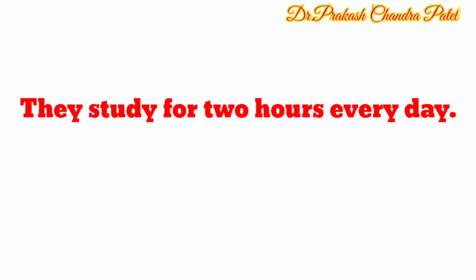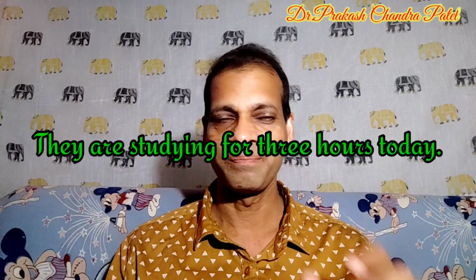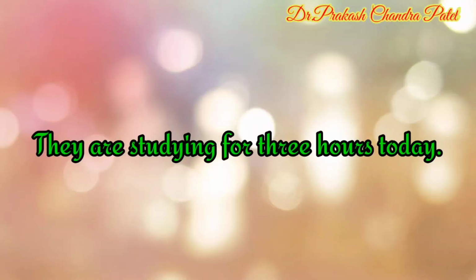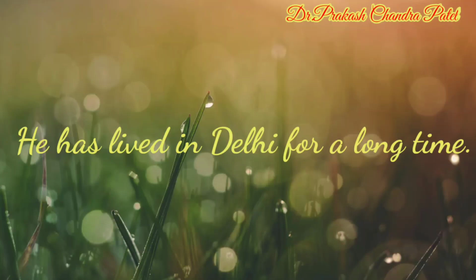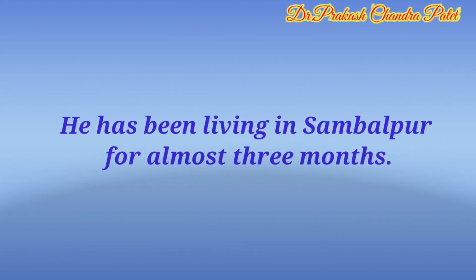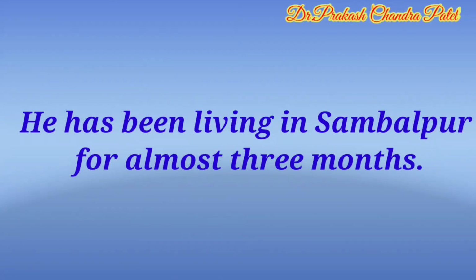To begin with, the first sentence, they study for 2 hours every day. This is in the present tense, present simple. They are studying for 3 hours today. Present tense, present time, present progressive. He has lived in Delhi for a long time. Present perfect. He has been living in Sambalpur for almost 3 months. This is present perfect continuous.